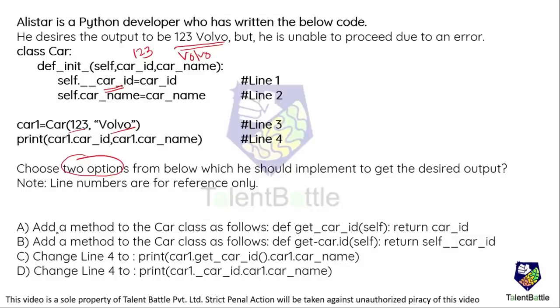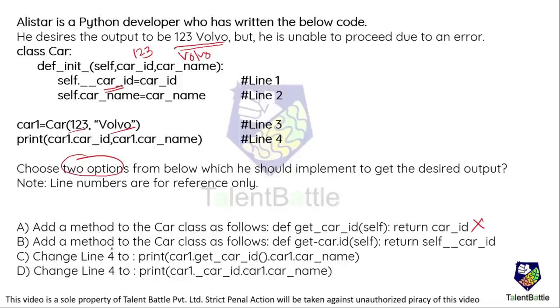So if I check the first option, add a method to the car class as follows, the method name is get_car_ID(self), and it is returning the car ID. Now if you see in this function get_car_ID, nothing is mentioned about the car ID being returned. So how can it return the car ID? Syntactically it is incorrect, so it will not give us the output. So this is my incorrect option as far as the syntax of this function is concerned.